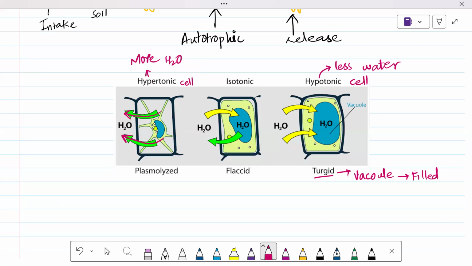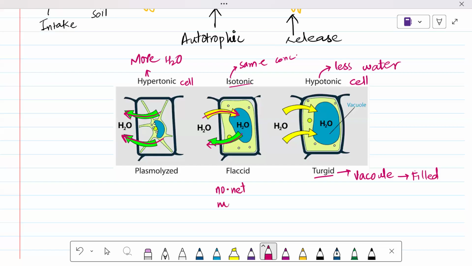Are you clear till this? Then there is isotonic. Iso means same. Same tonicity means same concentration of water inside and outside. So what will happen? No net movement will occur.